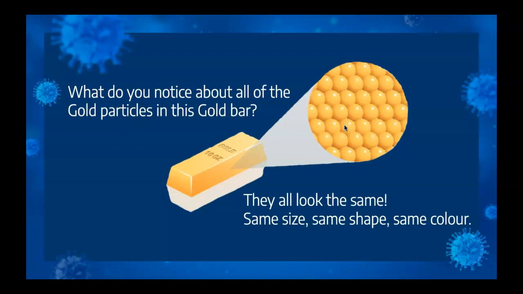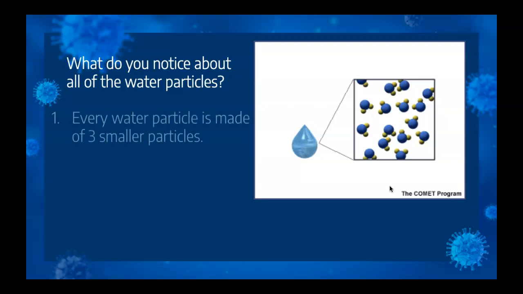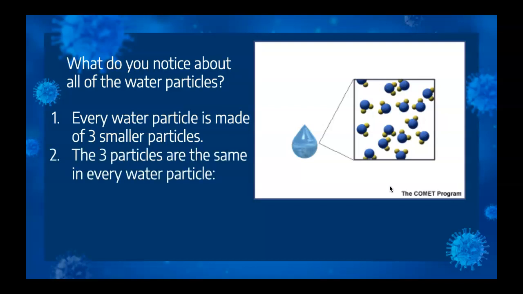Well, you should notice that they all look the same. Same size, same shape, same color. Well, what about water? So we've got here a diagram, kind of a sketch of what water particles would look like. What do you notice about each of these? Well, every water particle is made up of the same three particles if we look at them closely. And those three particles are the same in every water particle. So we've got one big blue particle, and we've got two small yellow particles.